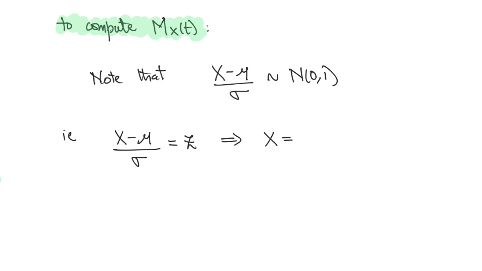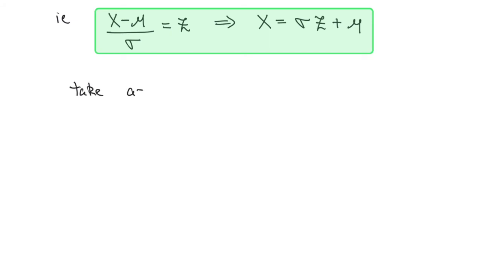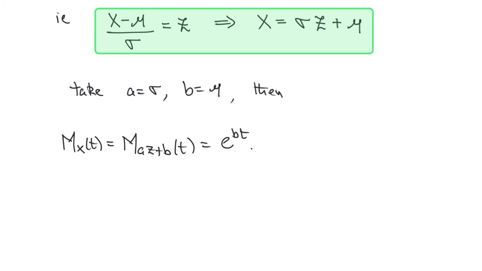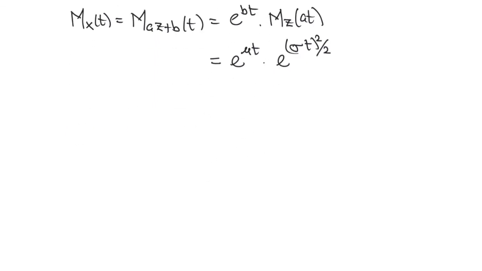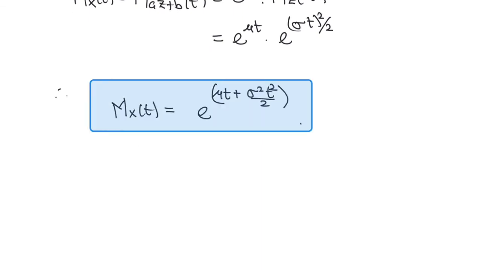As a result, we will have the random variable X as a linear combination of the standard normal distribution with parameters a equals sigma and b equals mu. In this setting, using the theorem, we notice that the moment generating function for X can be calculated as the exponential of mu t plus sigma squared t squared divided by 2.